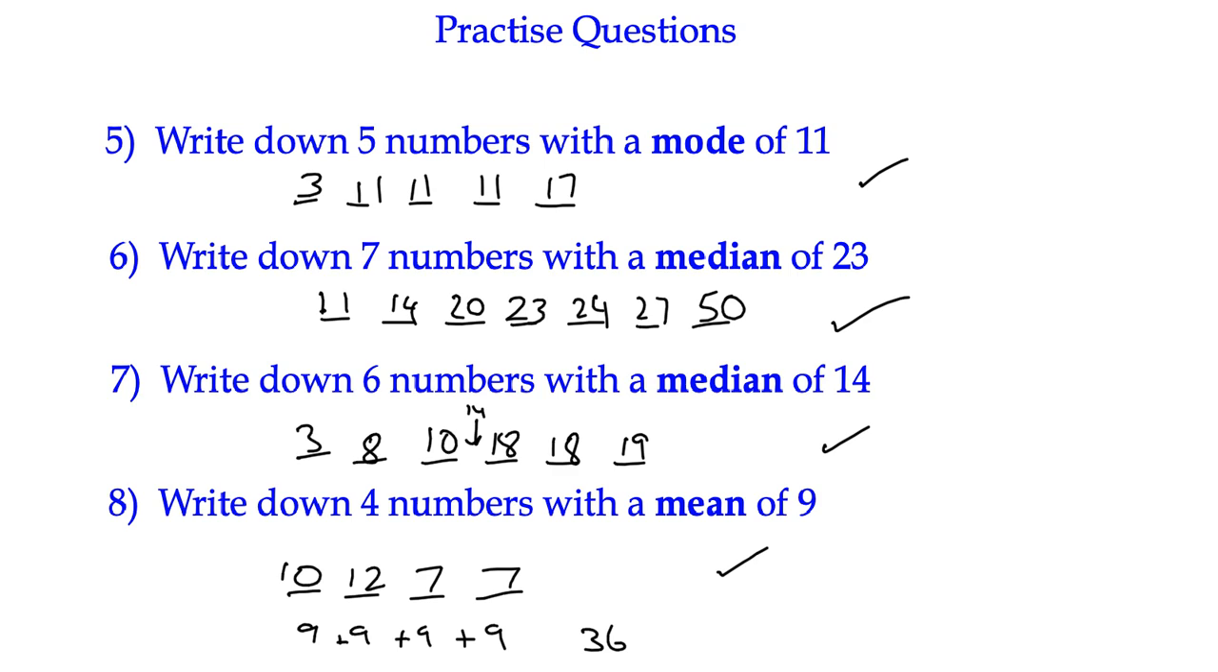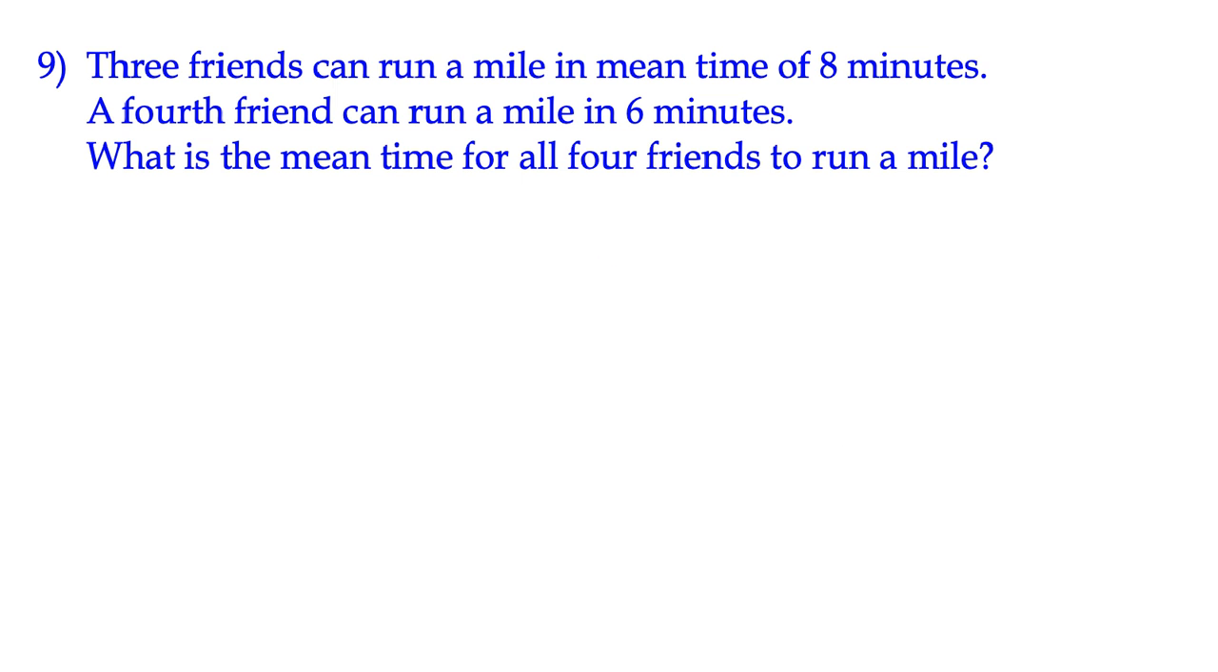I've got another couple of questions to throw in. Have a look at this one. 3 friends can run a mile in a mean time of 8 minutes. A 4th friend can run a mile in 6 minutes.